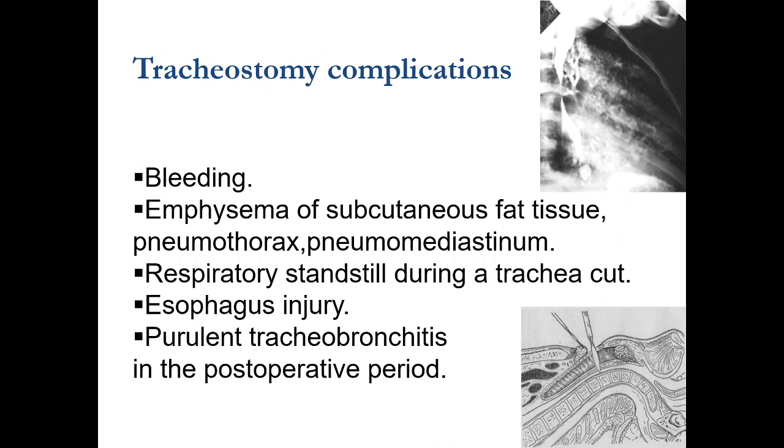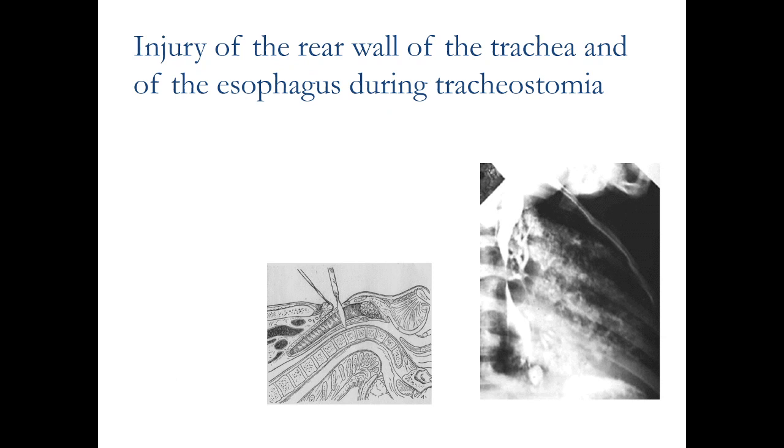Tracheostomy complications: bleeding, emphysema of subcutaneous fat tissue, pneumothorax, pneumomediastinum, respiratory arrest during the trachea cut, esophagus injury, purulent tracheobronchitis in the postoperative period. Injury of the rear wall of the trachea and of the esophagus during tracheostomy, you see in this picture.